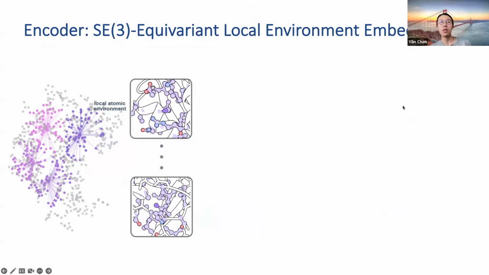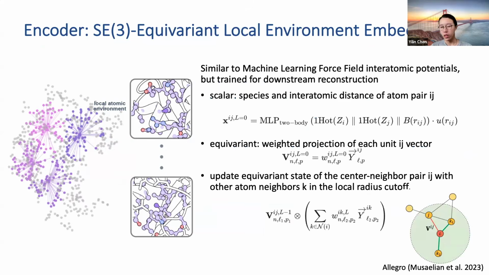So I'm going to dive a bit into the designs of the architecture. The encoder is designed as an IC3 equivariant local environment graph neural network. Same figure. We're building these graphs only within 8 angstrom and with directed edges. This is very similar conceptually to some of the machine learning force field methods that learn interatomic potentials, but it was never trained on DFT. The goal is to train for downstream reconstruction.